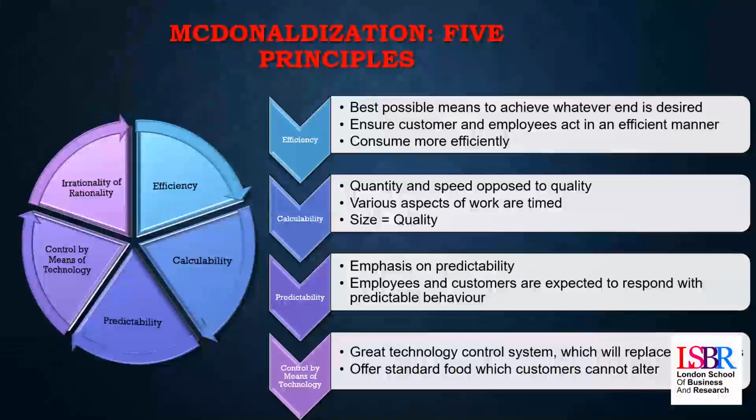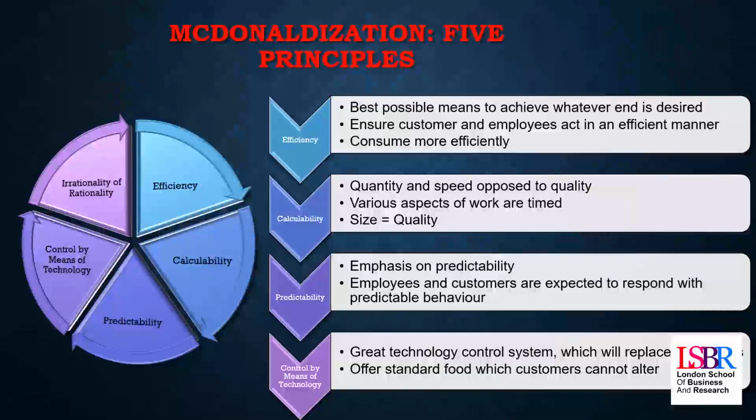So there is something that's called McDonaldization. Because McDonald's have been so successful at doing what they do, scholars or researchers have been trying to understand, well, how have they done it? What have they done that's made them so successful? So there's a model that's called McDonaldization, and it's basically made up of 5 principles.